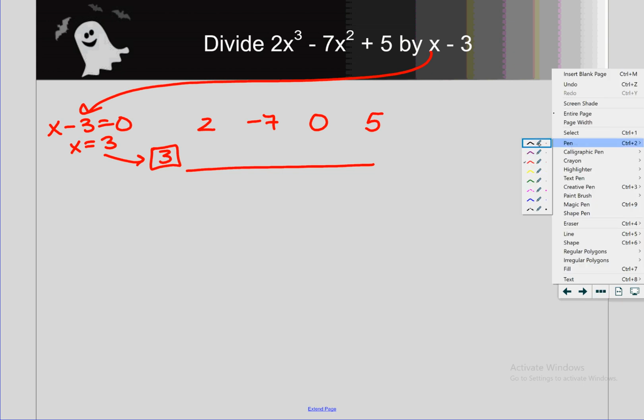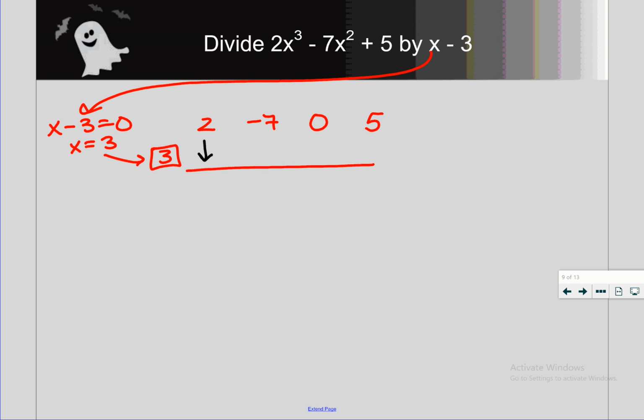That's it. The first term will always come down. It will never change. 2 stays as 2. Then we multiply. 2 times 3 gives me 6, and we're going to fill out a column at a time. The biggest difference between long division and synthetic division is we do not subtract, we add when we go down the columns. Negative 7 plus 6 gives me negative 1.